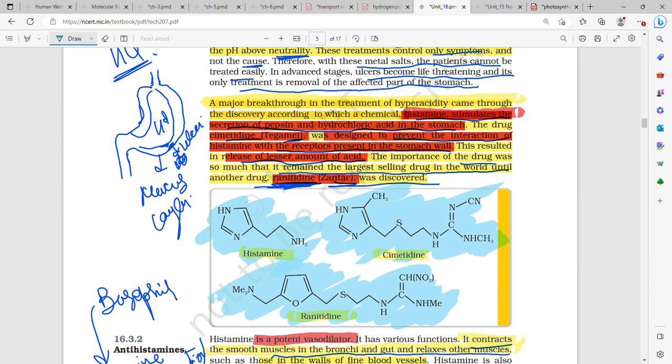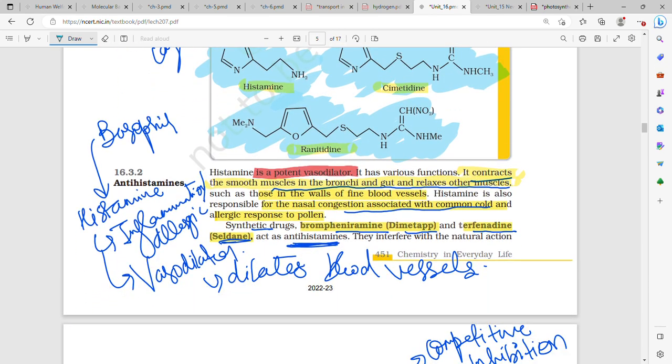and therefore the drug cimetidine or Tagamet was designed to prevent the interaction of histamine with the receptors which are present in the stomach wall. Because of this medicine, since the histamine could no longer react or stimulate the receptors which were present on the stomach wall, the release of acid became lesser. The importance of the drug was so much that it remained the largest selling drug in the world until another drug, that is ranitidine or Zantac, was discovered for hyperacidity.